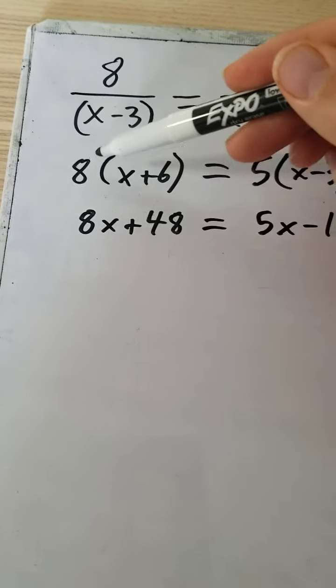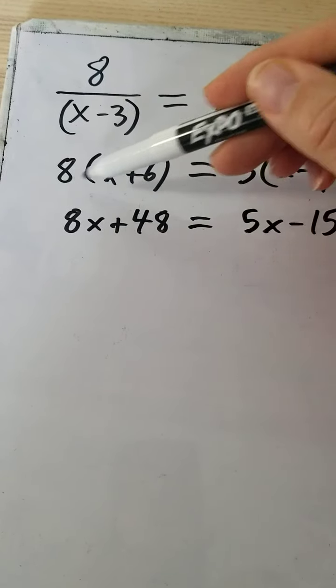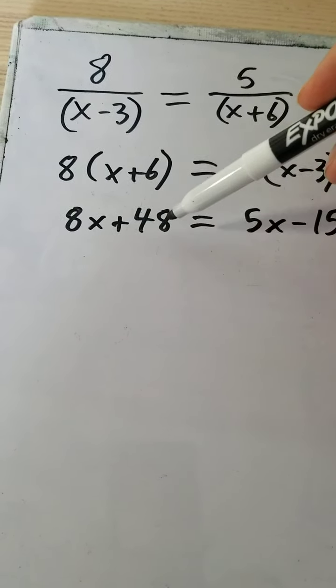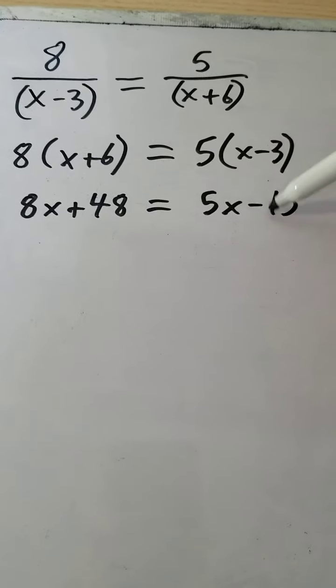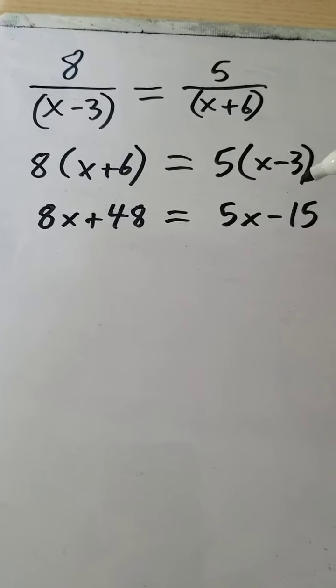So you expanded it. So you had 8 times x, which is 8x, 8 times 6, which is 48, and then 5 times x and 5 times negative 3, and you caught that negative sign there. So that was really good.